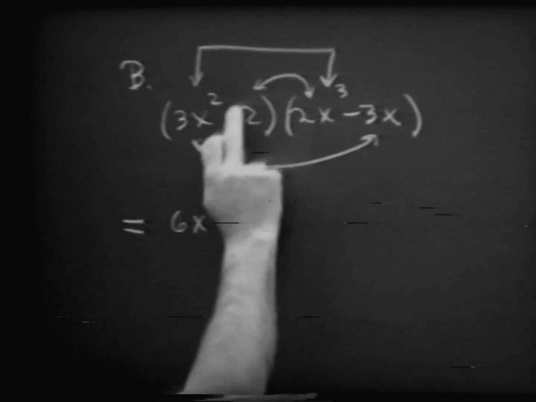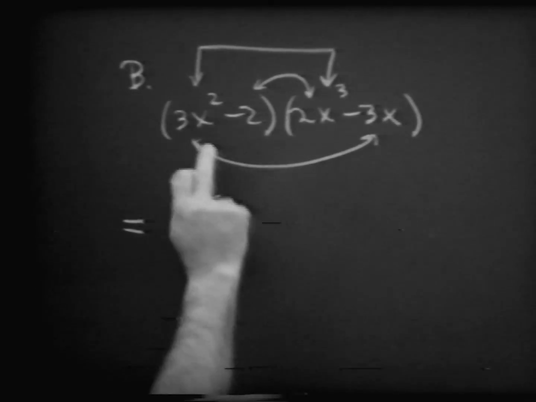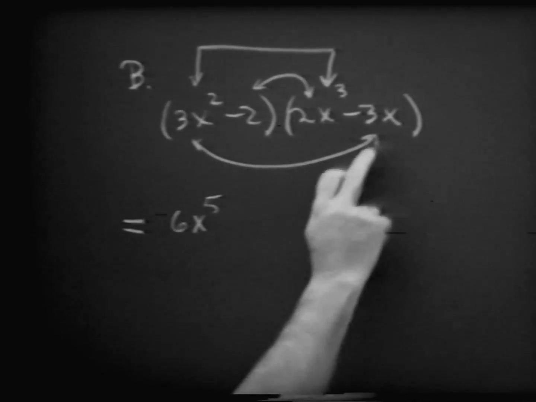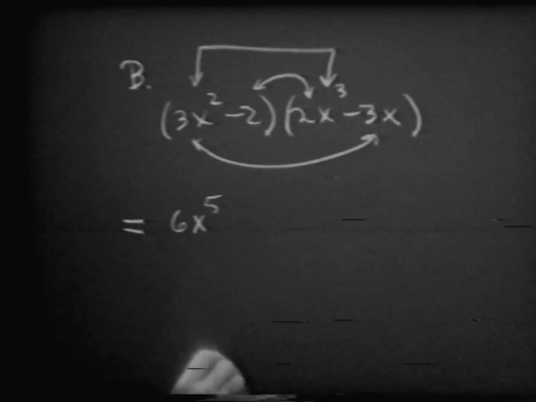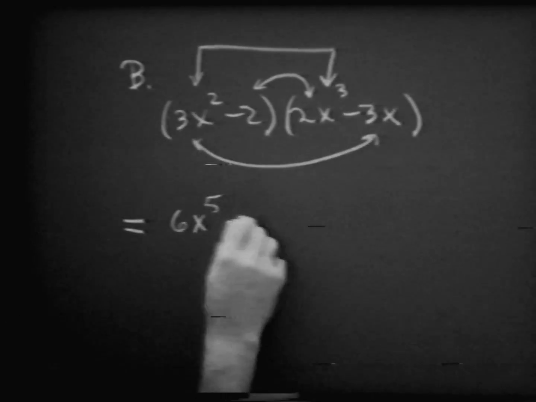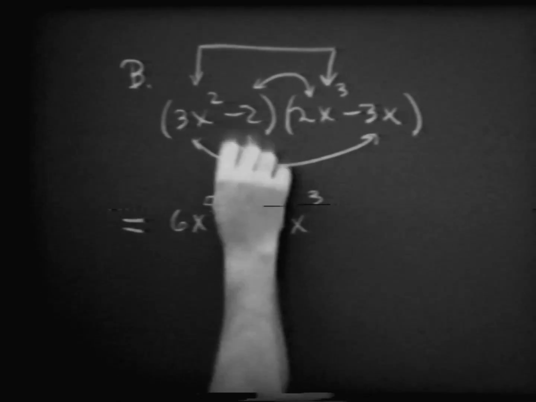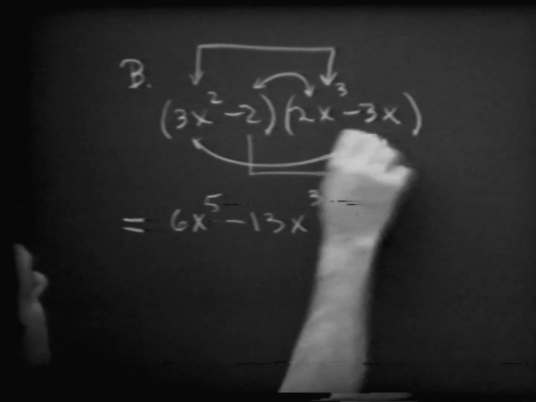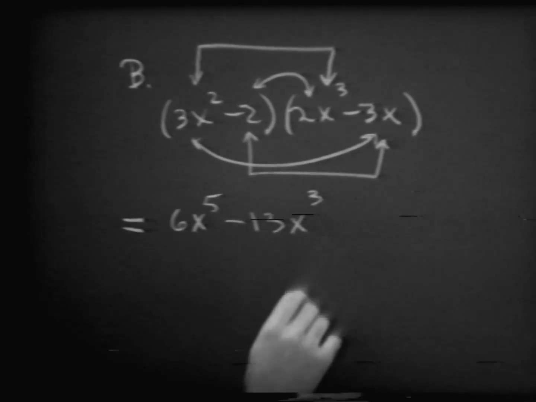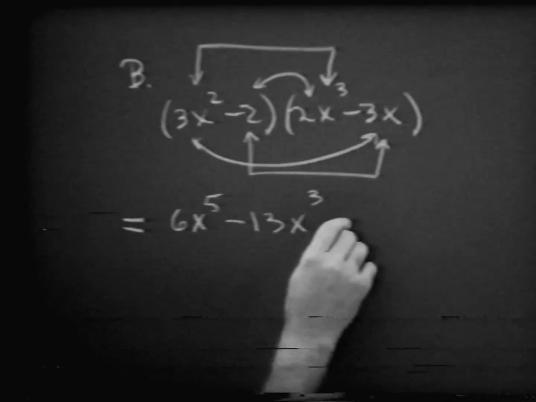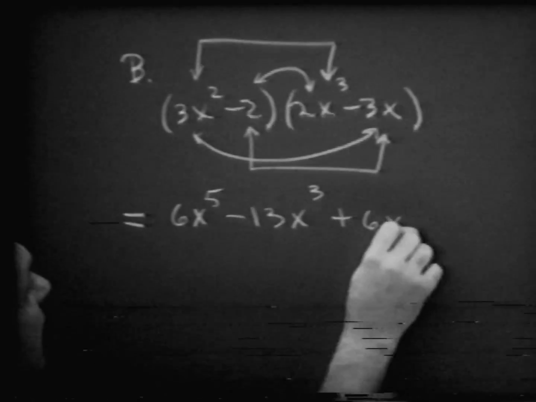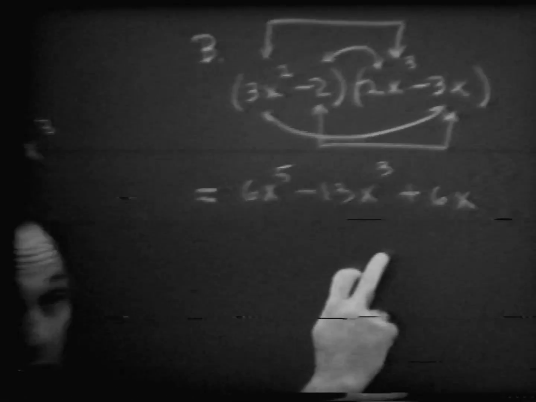There's a negative 4x cubed. And here we have a negative 9x cubed. And then that adds up to negative 13x cubed. And then finally, you see here a negative 2 times a negative 3x, and that is equal to a plus 6x. And you go immediately to your final result.